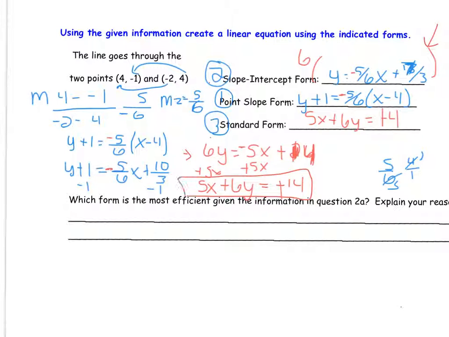So all of this would have been much easier had I not dropped a negative from here to here. So be very careful with your writing. Most efficient way, so which form is the most efficient? Well, because I had to find the slope, but I was still given a point, the point slope form is still the easiest, fastest, with less chances to make a mistake than all of the other ones because there's more calculations.